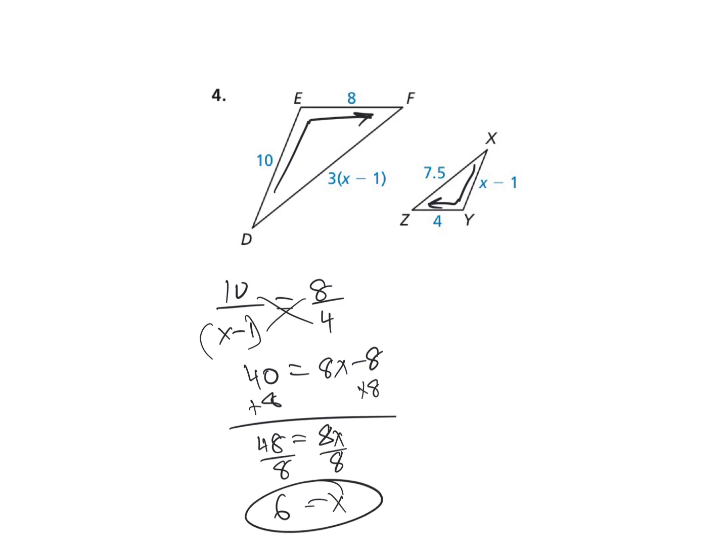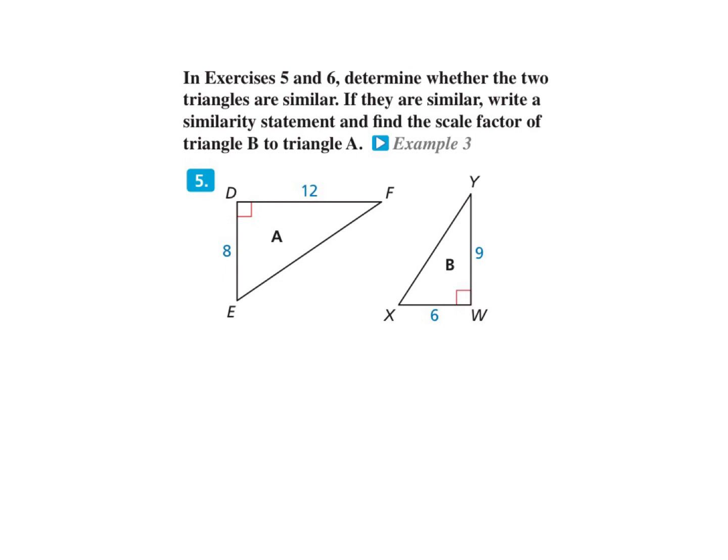All right, moving on. Determine whether the two triangles are similar. If they're similar, write a similarity statement. So make sure you write the statement and find the scale factor. Going B to A. So we're going this direction. So we have, let's do this, E, D, F. And this will be X, W, Y. That's the order that those go in.